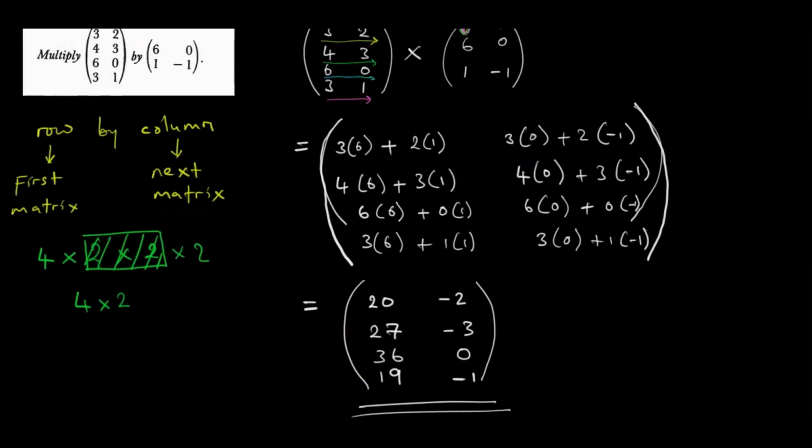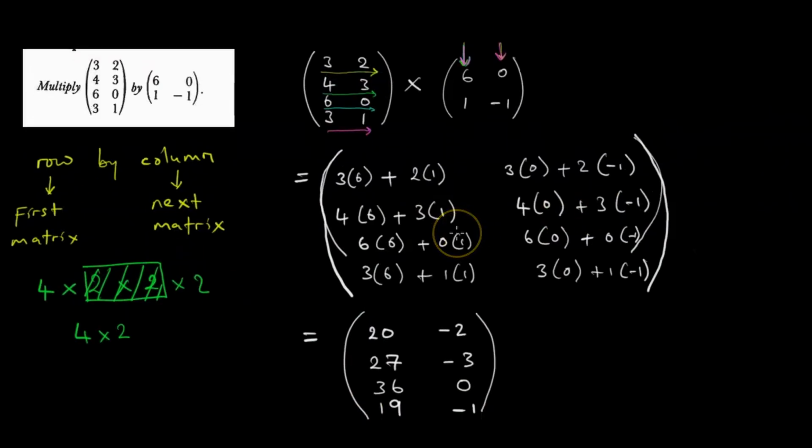So this is how it is done. We take a row from the first matrix, multiply it by a column from the next. We do this in succession, making sure that every row multiplies all the columns in the next matrix. But to guide us, we just have to do this.